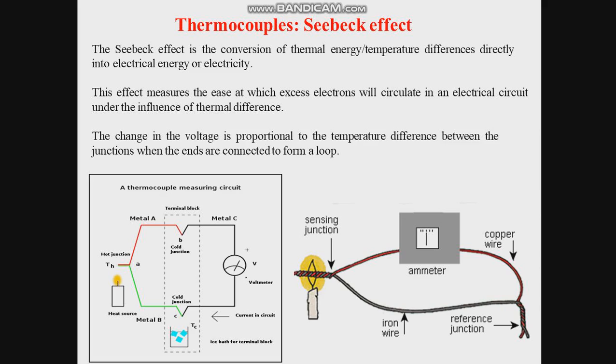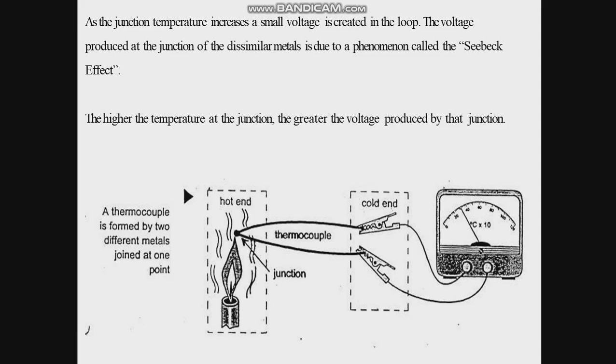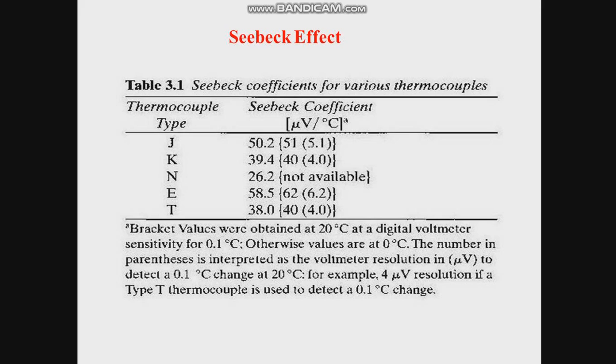This is the thermocouple measuring circuit diagram. As the junction temperature increases, a small voltage is created in the loop. The voltage produced at the junction of dissimilar metals is due to the phenomenon called the Seebeck effect. The higher the temperature at the junction, the greater the voltage produced by the junction. This is the diagram of measuring temperature.